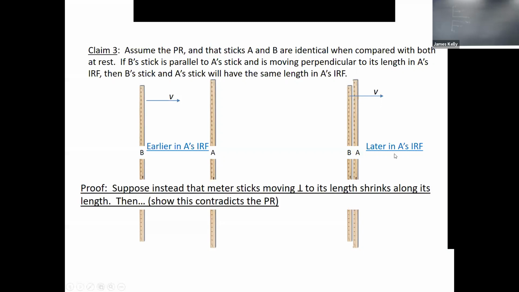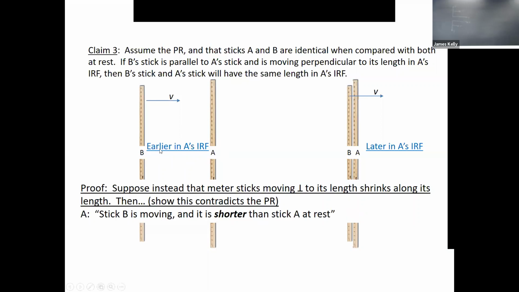Okay, so let's develop the proof for this. I'm going to start it out, and you're going to finish it out in problem 3. Again, we're going to assume the opposite of the conclusion that we want to prove, and we're going to prove that that's in contradiction with something that we assumed at the top, the principle of relativity in this case. So we're going to show a contradiction with the principle of relativity. And we're going to do that by developing statements that the different observers, observer A, which is at rest with respect to stick A, and observer B, that's at rest with respect to stick B, are going to make.